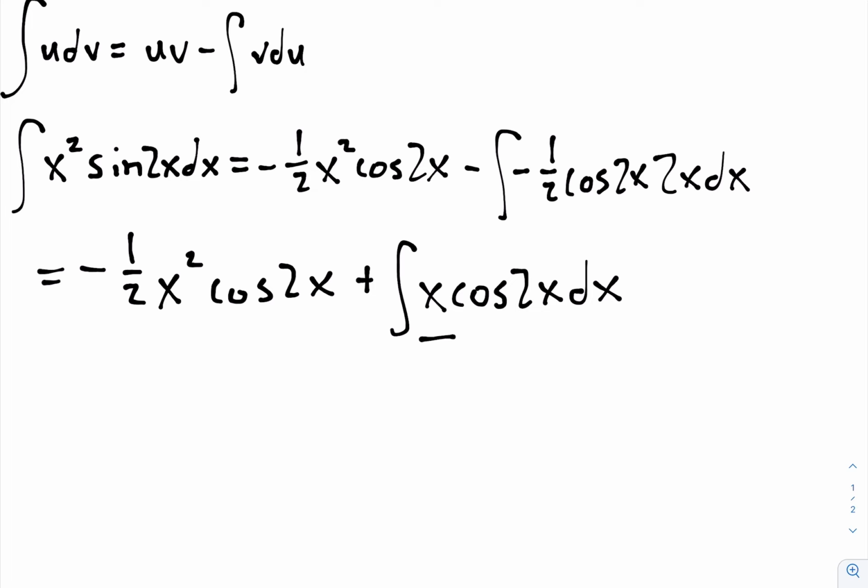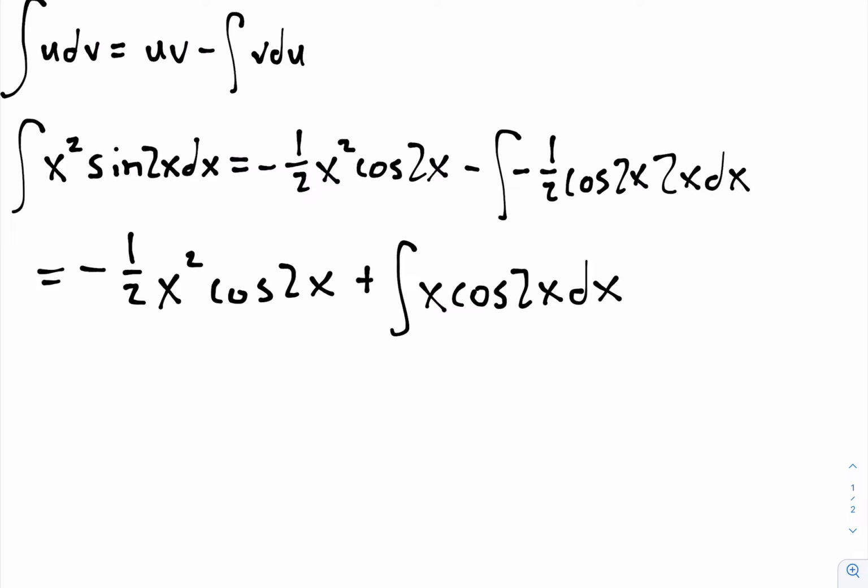So even though it looks pretty similar, we still have 2x as our input for the trigonometric function. The x did go down a power, so it started with x squared, now it's just x. That means we're on the right path. And like I said, sometimes we're going to have to do this twice. That's just the nature of integration by parts.